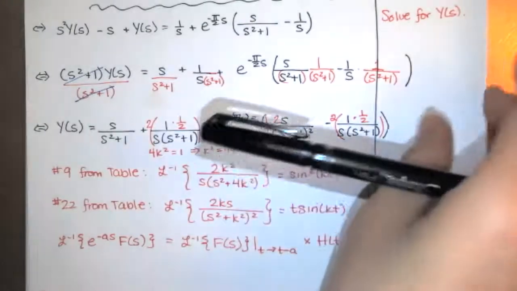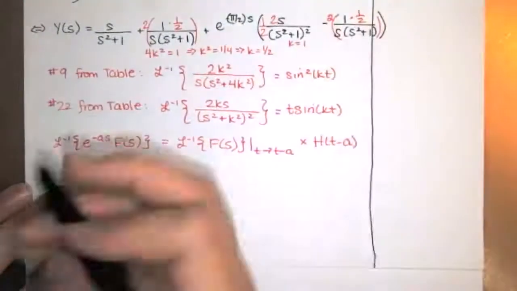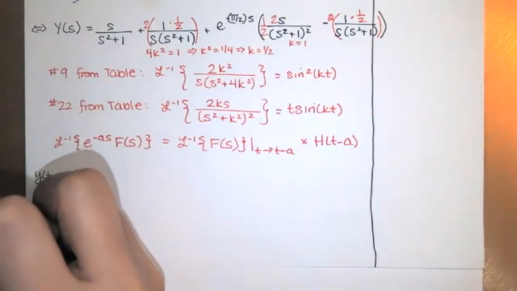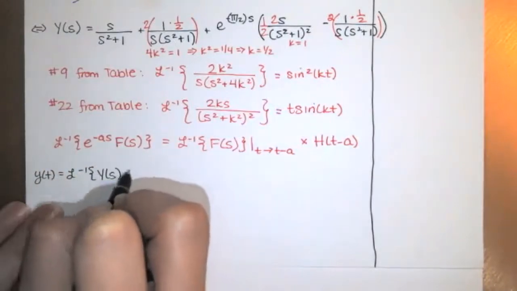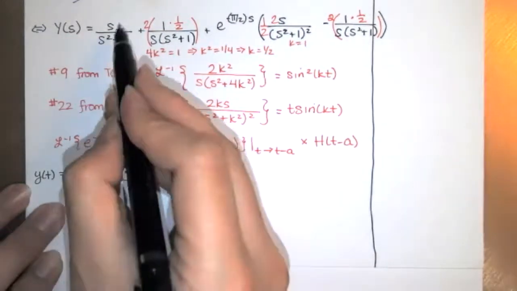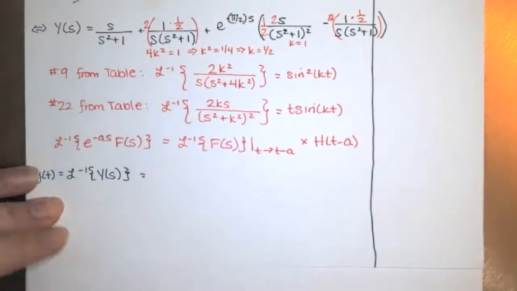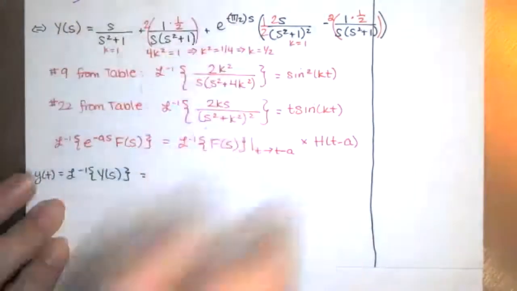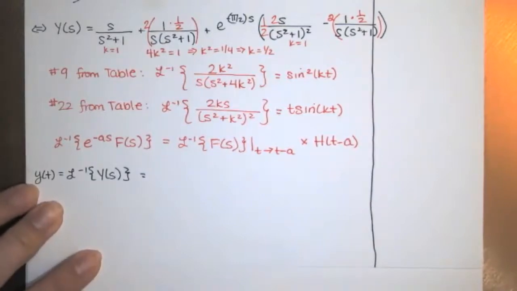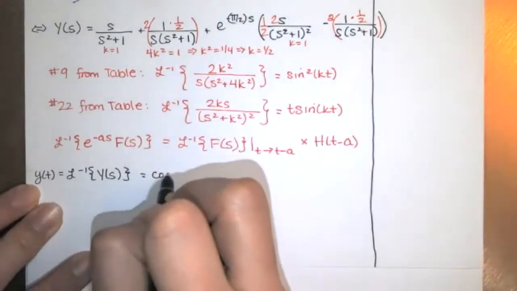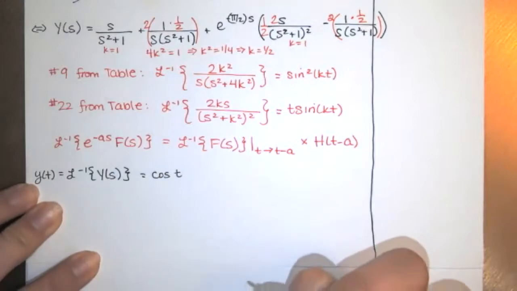So let's do it. Now we're ready. y of t is the inverse transform of Y of s, which is the inverse transform of this piece. Here we have k equals 1. That's s over s squared plus k squared, where k equals 1. The inverse transform of that is cosine of kt. Since k is equal to 1, it's just cosine of t.